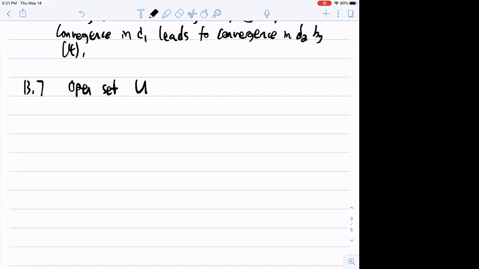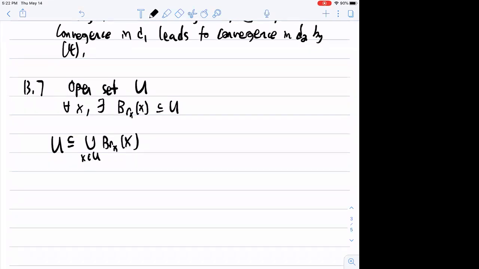Since U is open, for all x in U there exists a ball of radius depending on x contained in U, right? That's what it means to be open: to be in the interior, there's a ball that lies in your set. So U is certainly contained in the union over all x in U of these balls, since every ball contains x. But every ball is contained in U, so the union is contained in U. So you see that U is actually a union of balls.